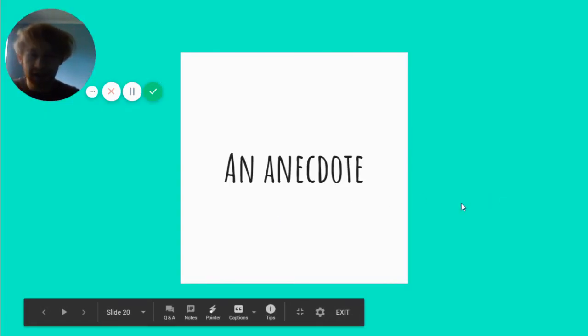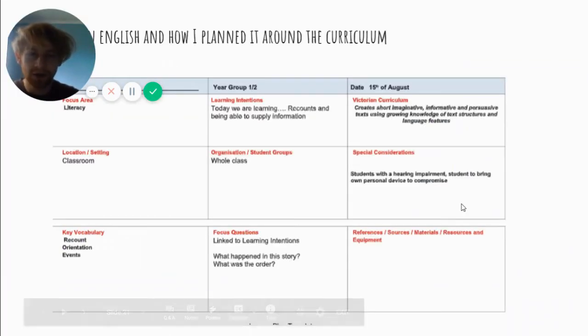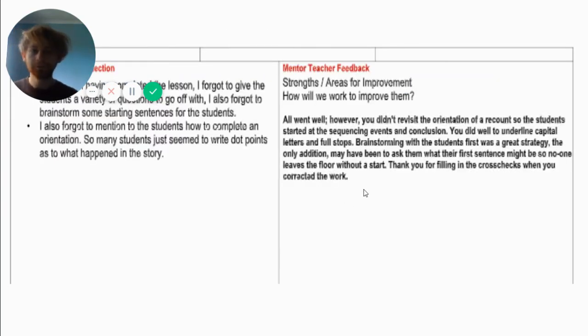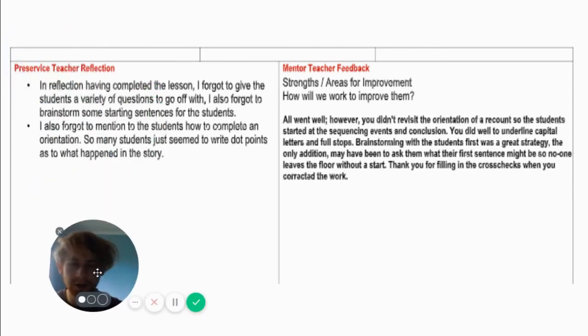This is a lesson that I completed when I was in my second year, and it was focusing on short imaginative texts. I remember my mentor said this is a great opportunity to put something else in from the curriculum, because this was in grade 1 too. So this is a little bit of a reflection that I completed after the lesson.